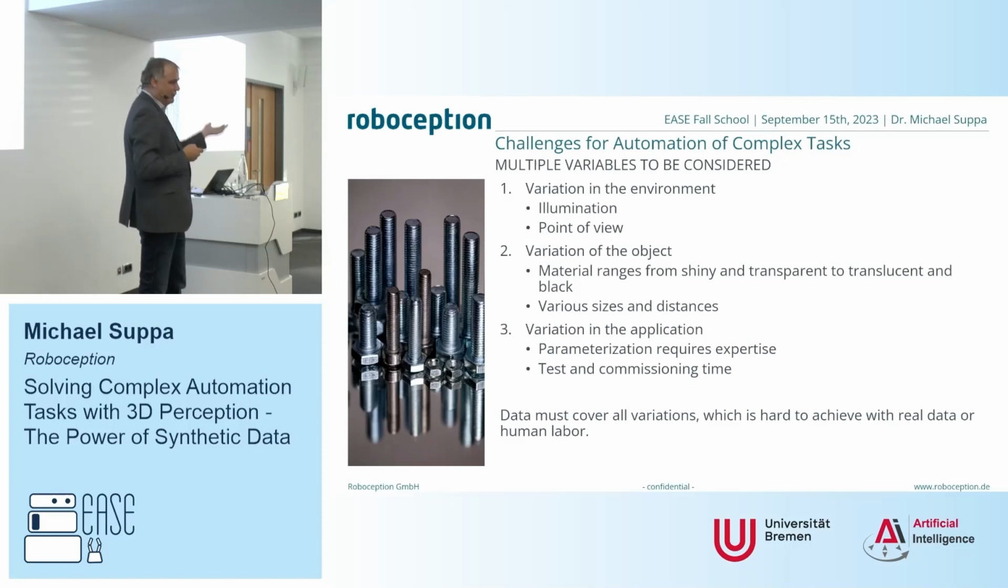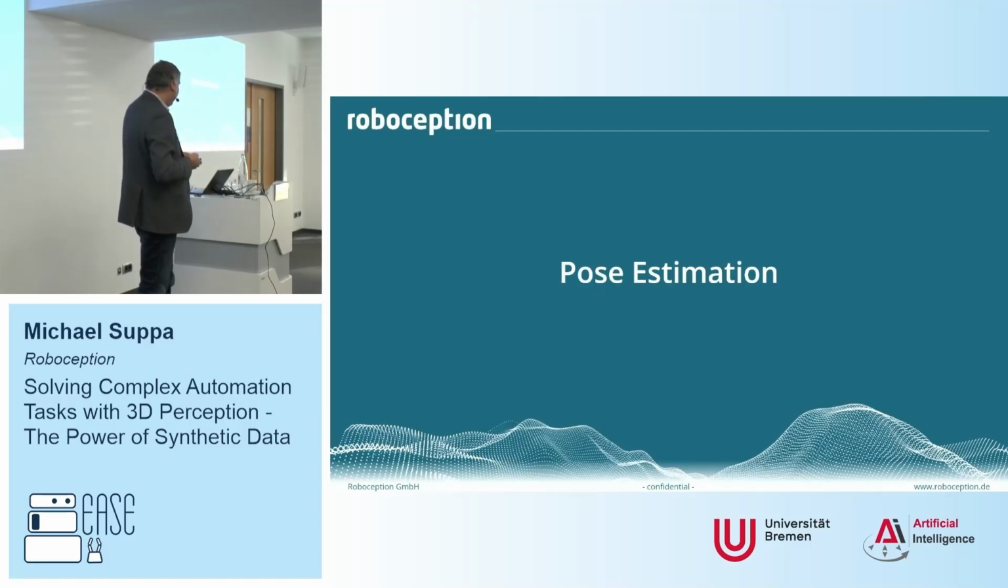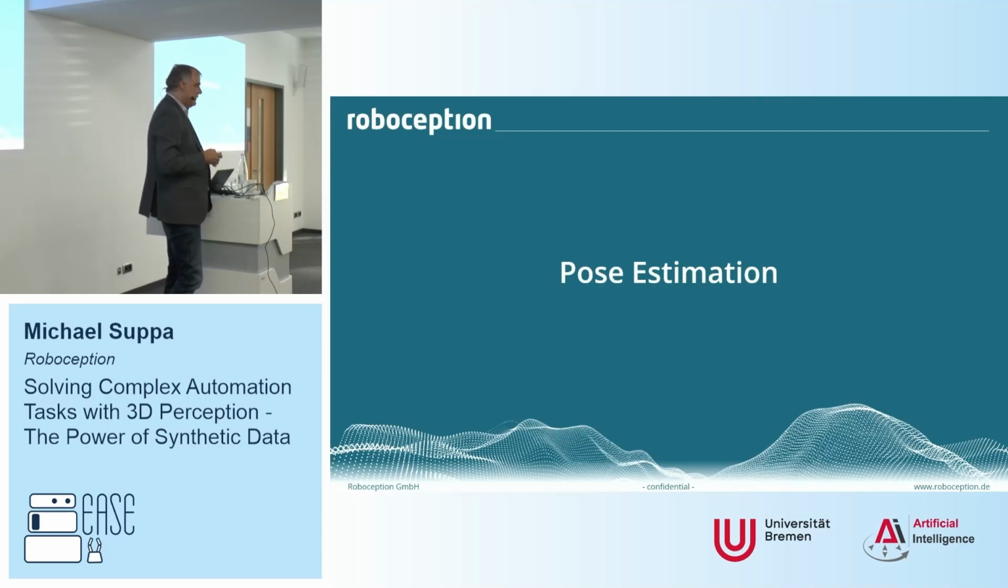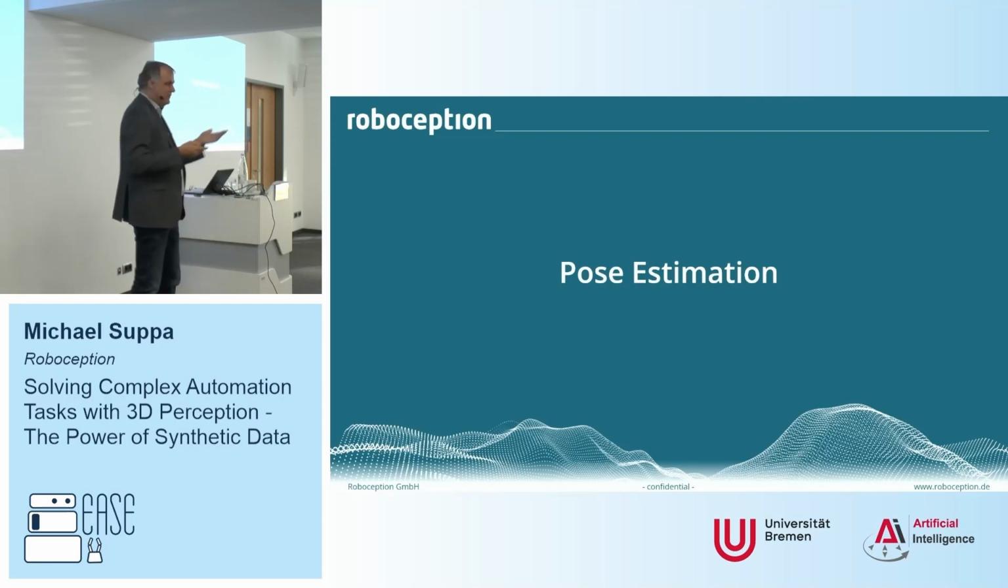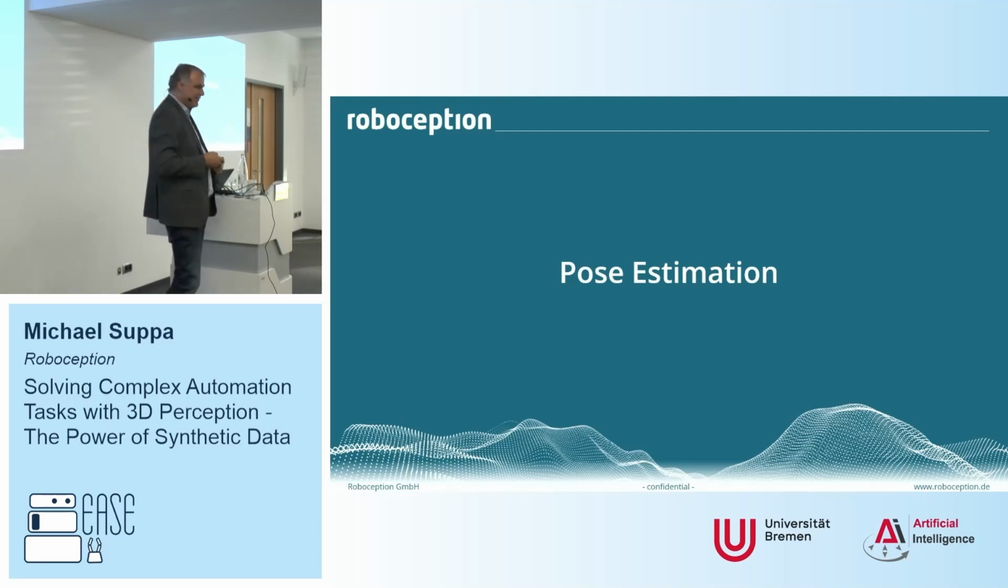Also, you don't know which scenarios you have to record at that point, and it's a lot of time. So this is why we usually take different approaches in these kinds of scenarios. Most of the time what we are doing is pose estimation. Roboception does all kinds of applications, but in the end it's pose estimation. So you could call us also a pose estimation company. Of course we sell it differently, but technically it's pose estimation.